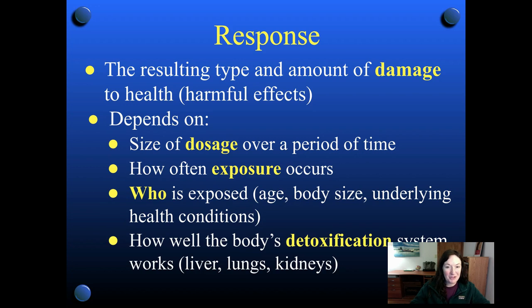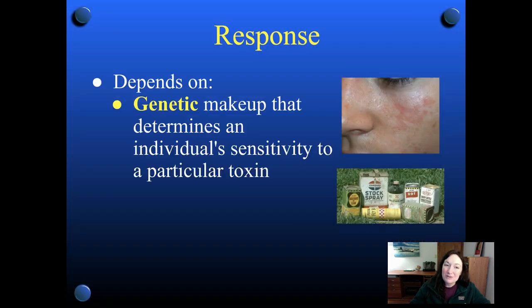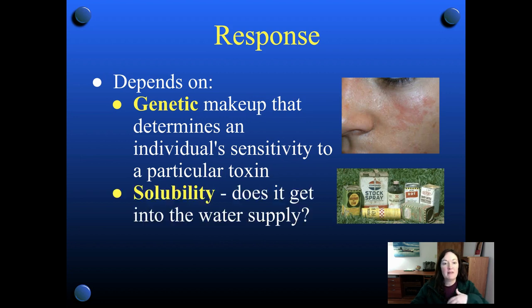But wait, there's more. The response can also depend on a person's genetic makeup that determines their sensitivity to a particular toxin. This picture on the right here is showing someone's sensitive skin. So some people have really sensitive skin that responds badly to a lot of chemicals in commercial products. And then also solubility. If you remember from chemistry class, that's does something dissolve into water? And if it does, it can get into the water supply and then more easily get into us and into our cells and the cells of other living things.